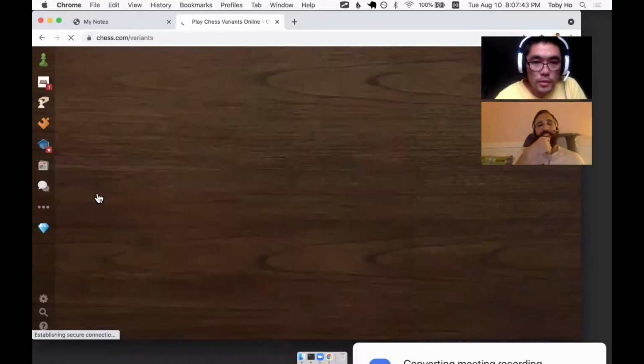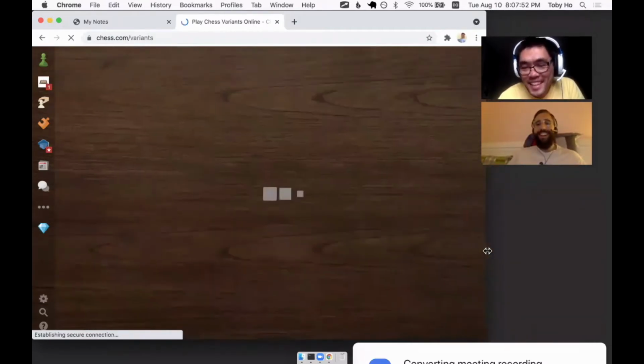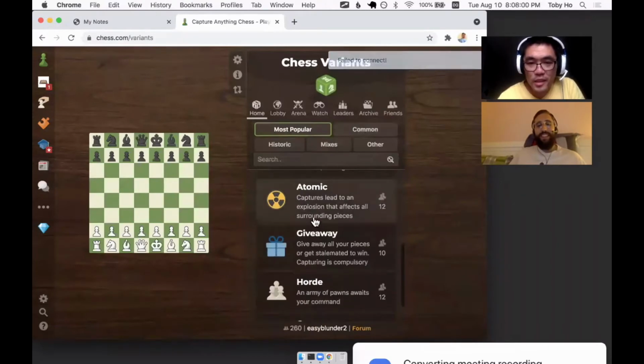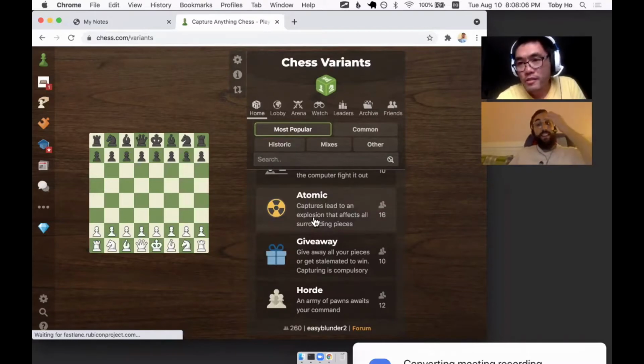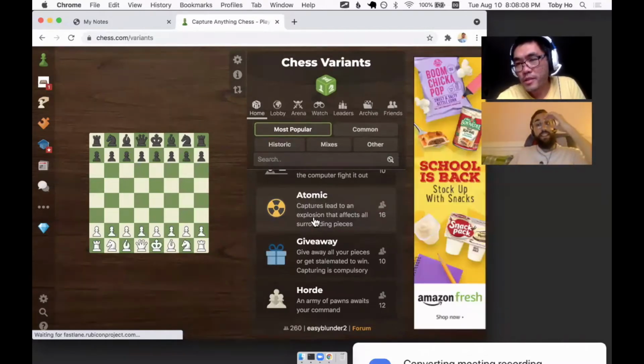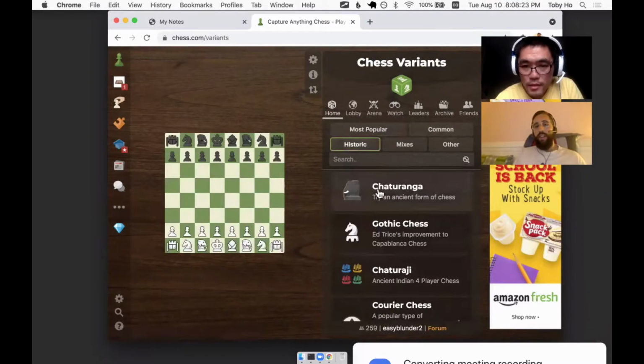There is actually one that's like an ancient variant of chess. Oh, there's atomic chess, where if you capture a piece, both of the pieces explode, and it'll also kill any other piece that's on an adjacent square. That sounds wild. Can you click on historic? This is the one I was thinking.